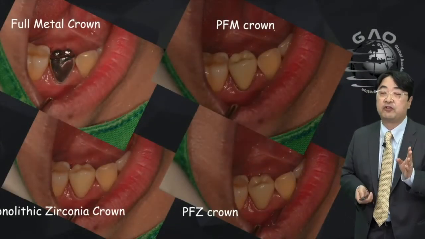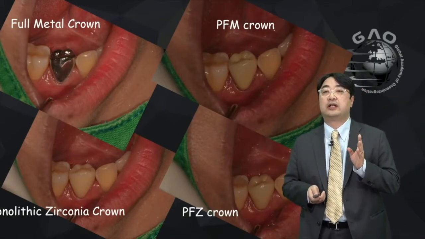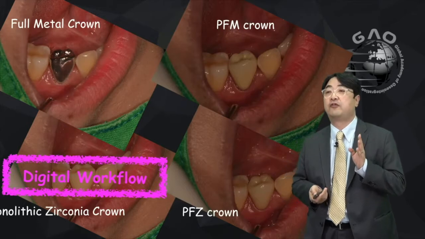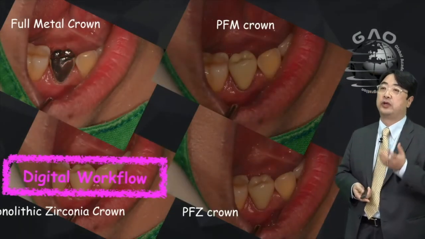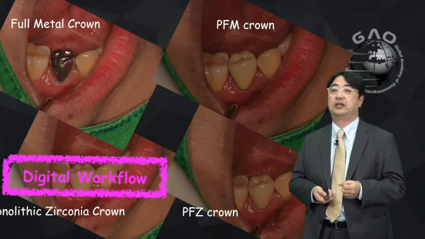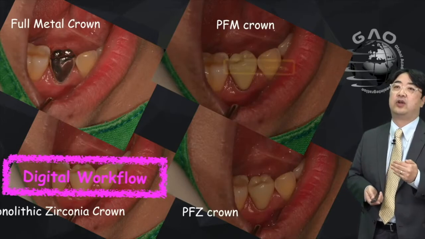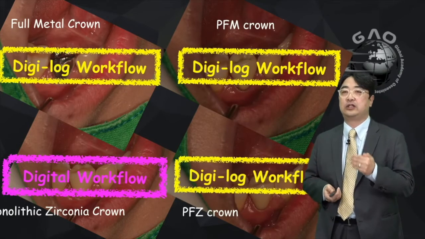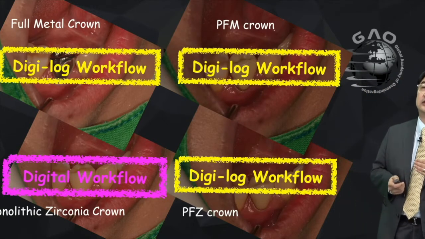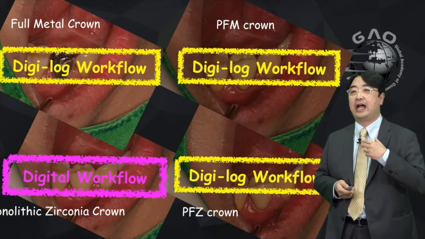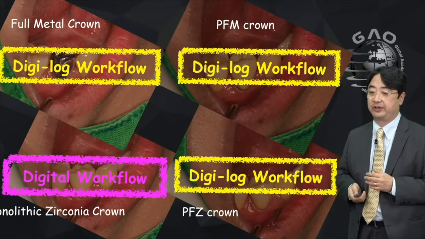By the way, if you look at the workflows, the monolithic zirconia crown is the only full digital workflow. So for the other works, we need to work with the lab technician, right? So the lab technician has to do something by their hands. So these all 3 are Digilog workflow. Maybe you can call it partial digital workflow instead of Digilog workflow. So I named the Digilog workflow mixed with analog and digital workflow.